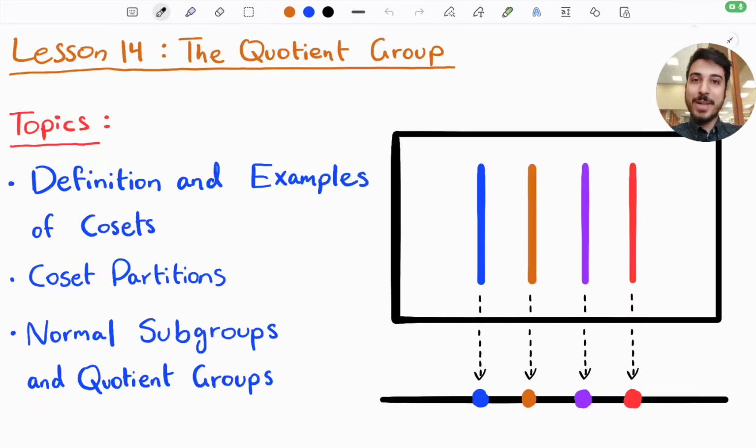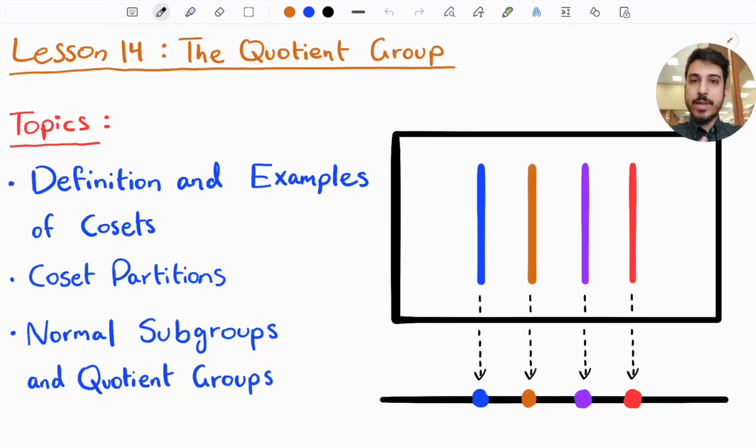Ladies and gentlemen, welcome back to lesson 14 in group theory. In this lesson, we'll be talking about the quotient group. What is the quotient group? Well, imagine you have a group G. You'd like to study not this group, but something that is a bit coarser than this group.